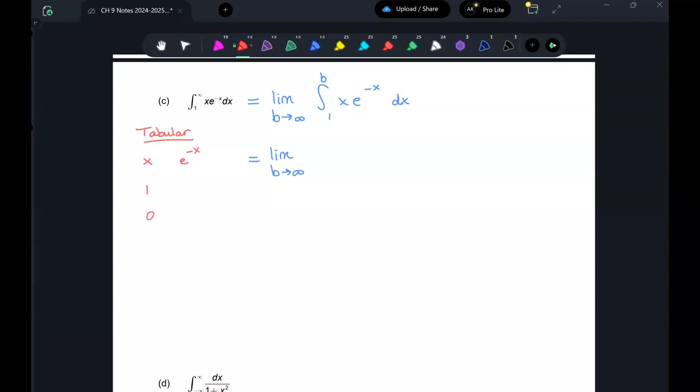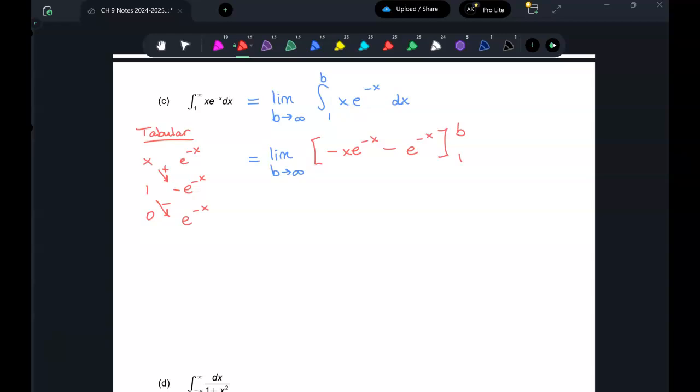So 1, 0, and negative e to the negative x, and then e to the negative x. Then we draw the line, and plus, minus. That's what I got. So it's negative x e to the negative x, minus e to the negative x, plus c. How is it a minus? Is tabular always plus, minus, plus, minus? Yes, plus, minus, plus, minus, plus, minus. Exactly.